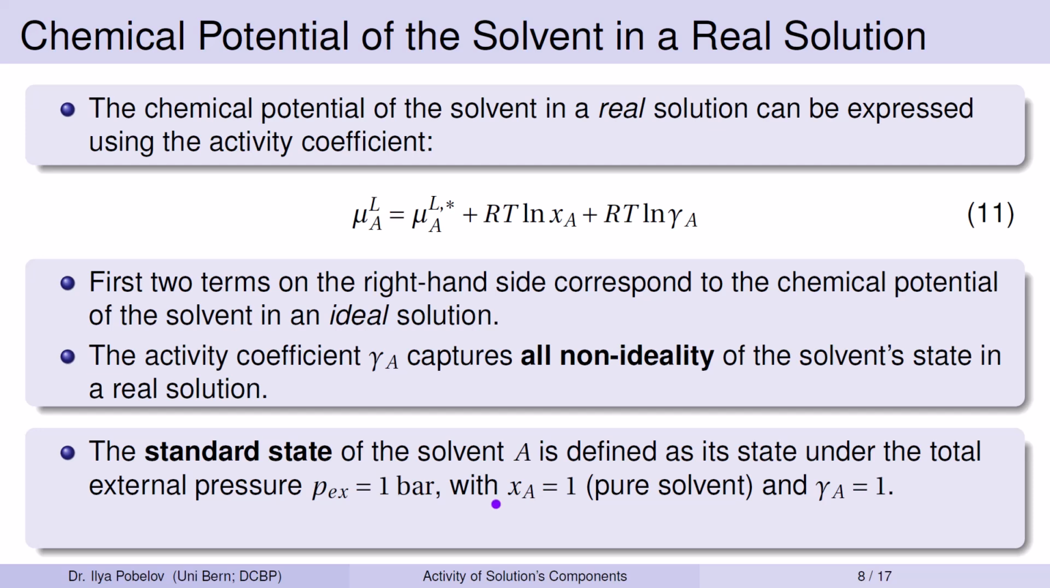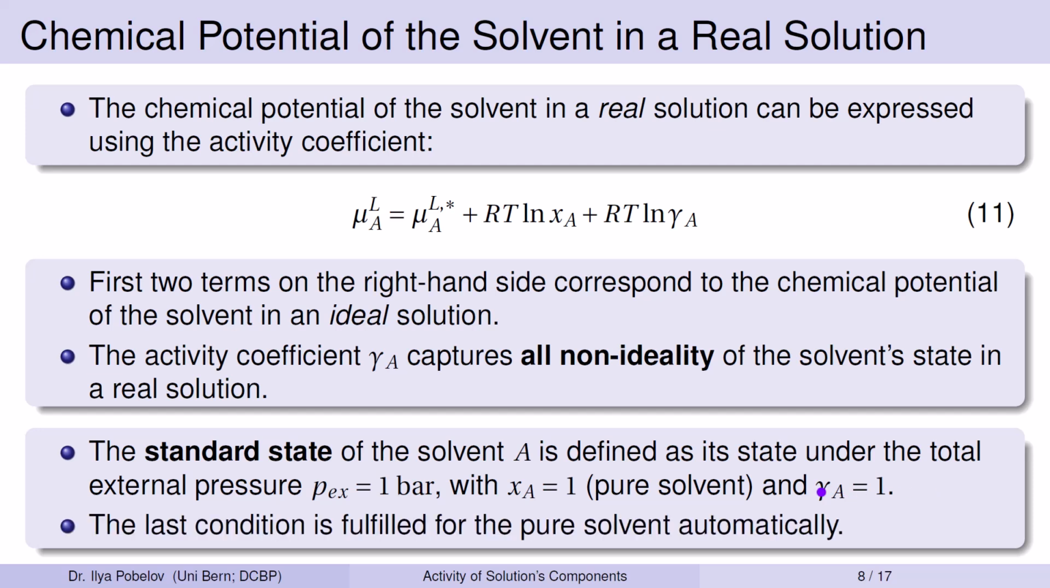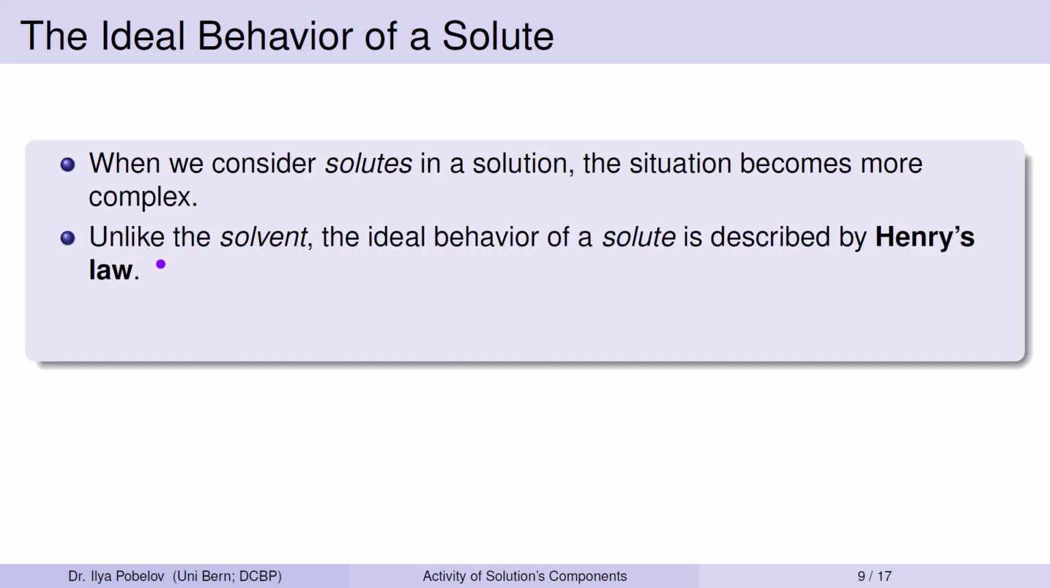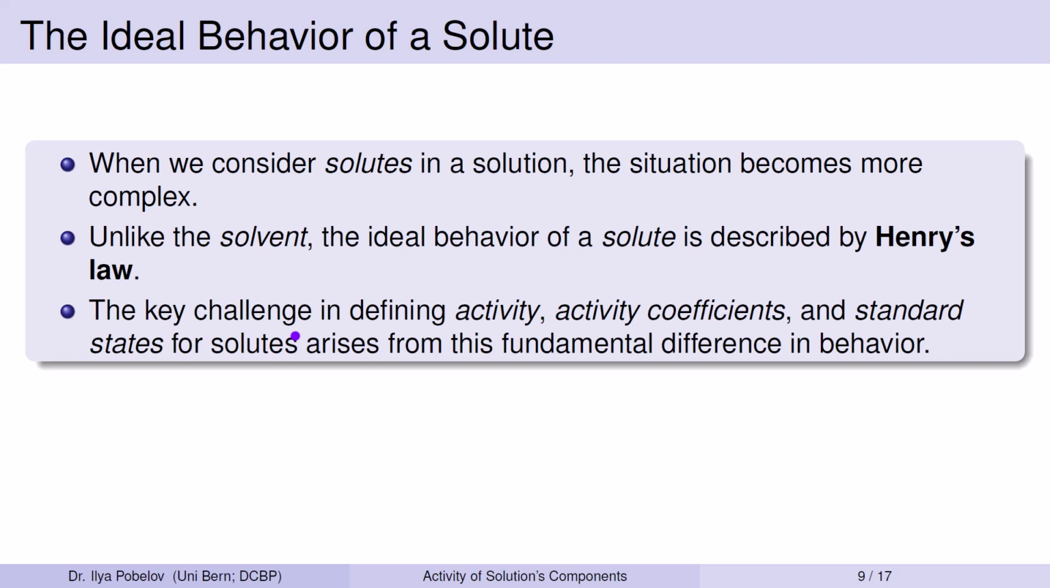Given that the purer the solvent, the closer its behavior to the ideal one, the last condition is fulfilled for the pure solvent automatically. When we consider solutes in a solution, the situation becomes more complex. Unlike the solvent, the ideal behavior of a solute is described by Henry's law. The key challenge in defining activity, activity coefficients, and standard states for solutes arises from this fundamental difference in behavior.